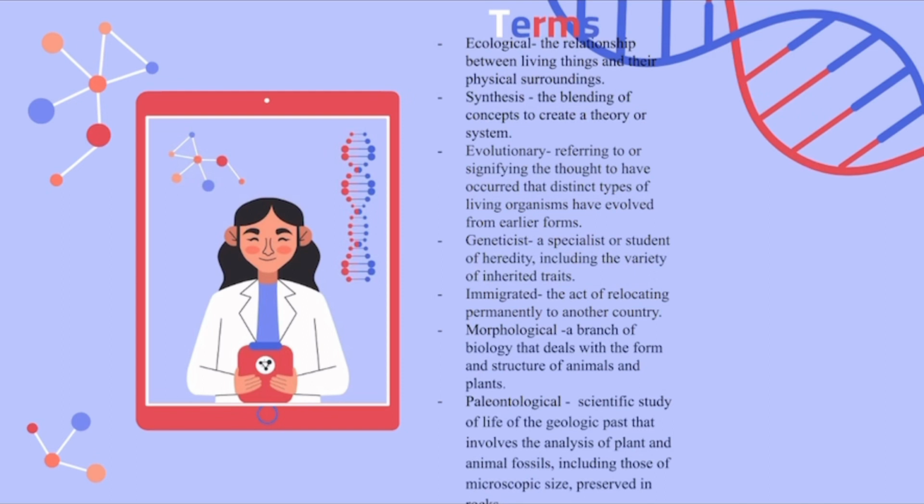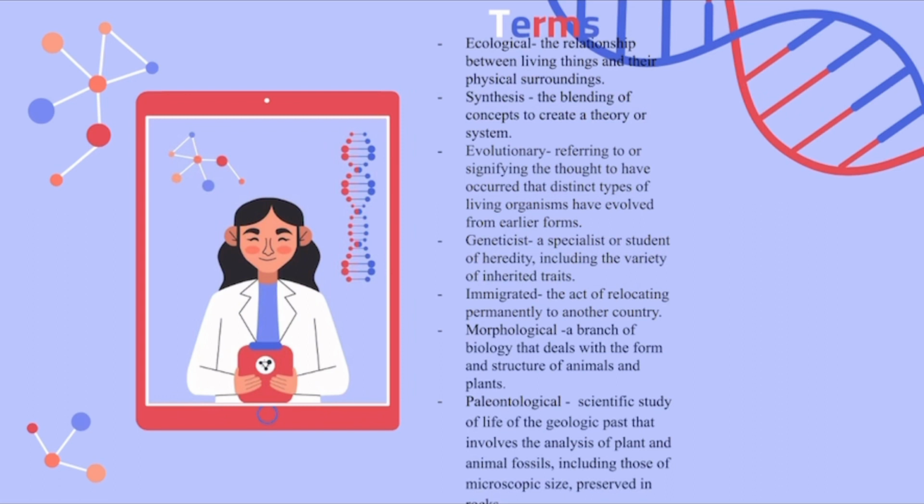Terms. Here are some words you might not understand, and here are the meanings for them. Ecological: the relationship between living things and their physical surroundings. Synthesis: the blending of concepts to create a theory or a system. Evolutionary: referring to the thought that distinct types of living organisms have evolved from earlier forms. Geneticist: a specialist or student of heredity, including the variety of inherited traits.